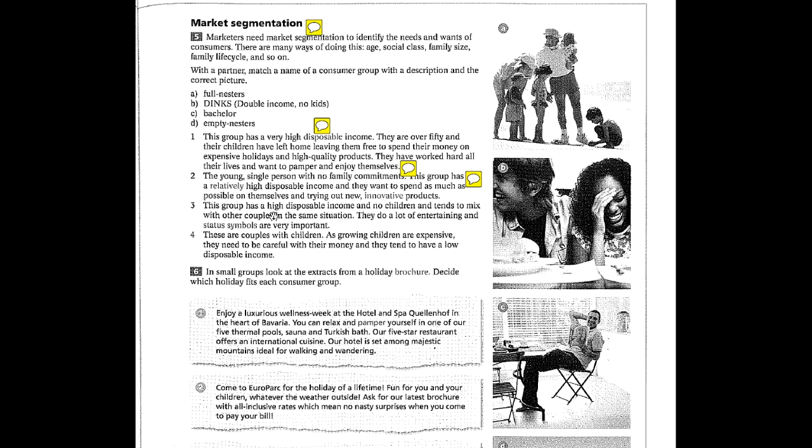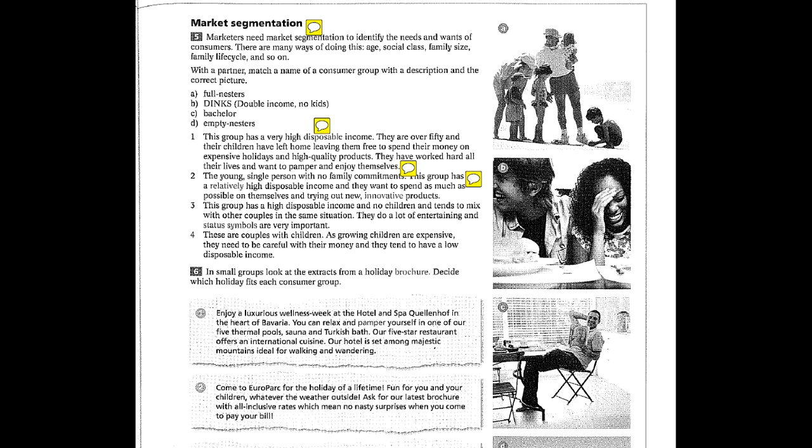This group has a high disposable income and no children and tends to mix with other couples in the same situation. They do a lot of entertaining and status symbol is more important. So the status symbol for them is the most important thing.